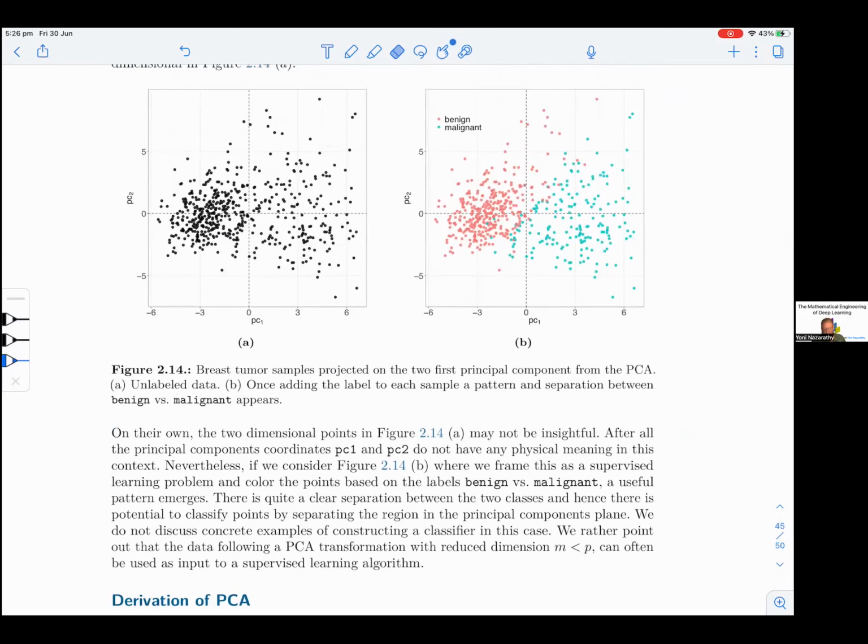There's actually a very nice separation between the two. We do not discuss concrete examples of constructing a classifier in this case. We rather point out that the data following a PCA transformation with reduced dimension M less than P can often be used as input to a supervised learning algorithm. So we could have continued here with a supervised learning algorithm.